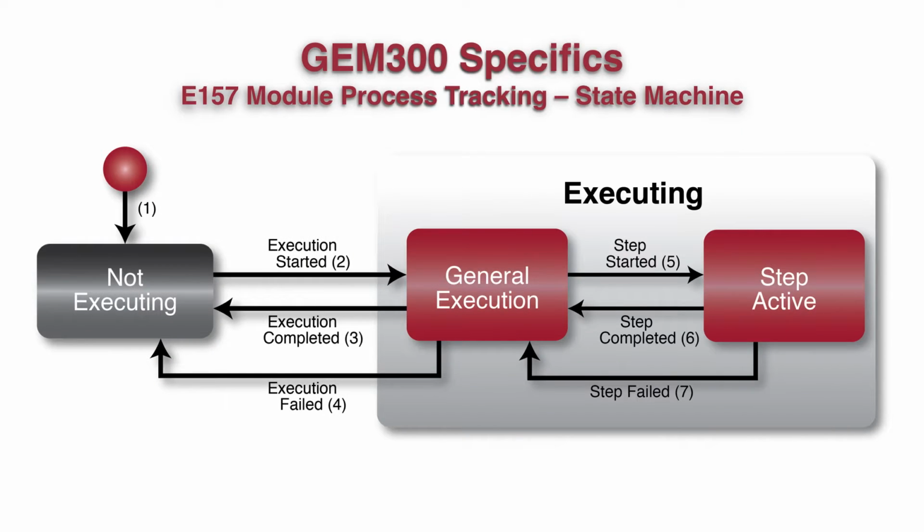You can see on this Harel diagram that there's two major states in the E157 for a process module. One is not executing, where there's no wafer present and no recipe active, and then executing. And within the executing state, there are two substates, one for general execution, which is really between individual steps, and then a step active state, which is the transition to every individual step within a recipe. And so as a recipe is executing, you will see E157 fire a number of events from general execution to step active and back the other way.